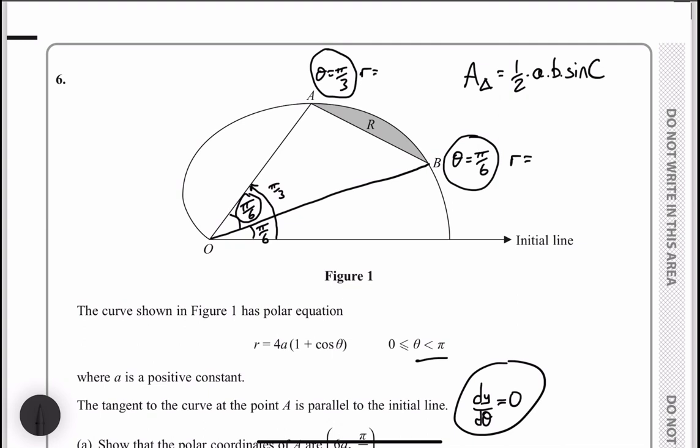I already know R here is 6a, so we can find the area of the triangle AOB and subtract it from the integral of half R squared d theta, minus the area of the triangle, and that will give us the area of R. We're going from pi by 6 to pi by 3. So I hope that quick outline of what we're going to do is clear. I'm going to do them as two parts, and then I'll put them together for R at the end.